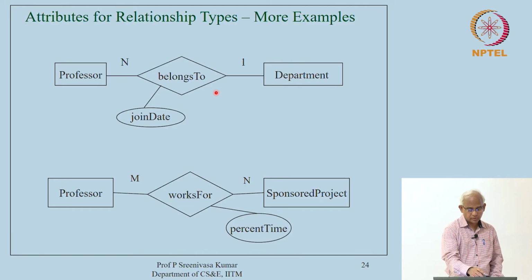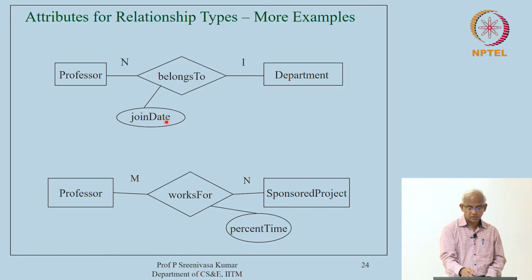Now, for example, professor belongs to department, it is a many to one relationship that we looked at earlier. The join date could be a possible attribute as to when the professor joined that particular department, which is a natural attribute because he is associated with that department. If you observe a little keenly here, since each professor belongs to exactly one department, maybe it is possible to migrate this attribute to the professor. It is possible to migrate this to the professor, but we could as well associate it with the relationship.